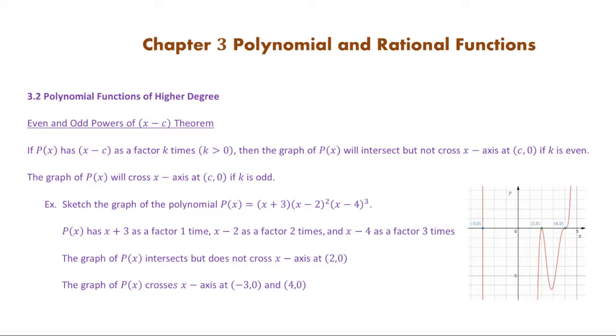So that's one case. And if k is odd, then the graph of P(x) will cross the x-axis at the point (c, 0). It crosses the x-axis from positive to negative or from negative to positive. Those are the x-intercepts. There are two different types of x-intercepts for the curve.